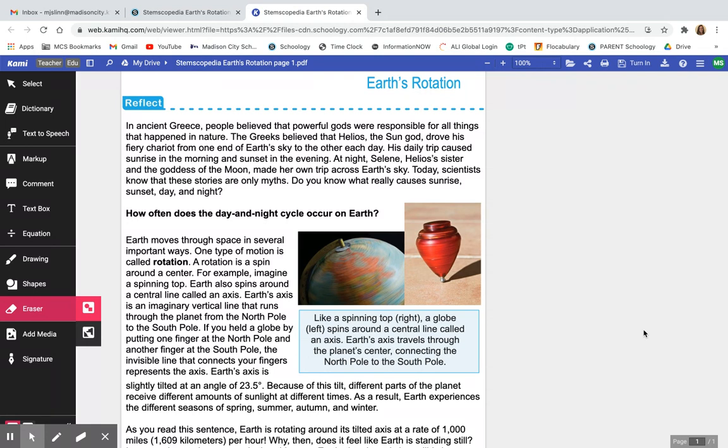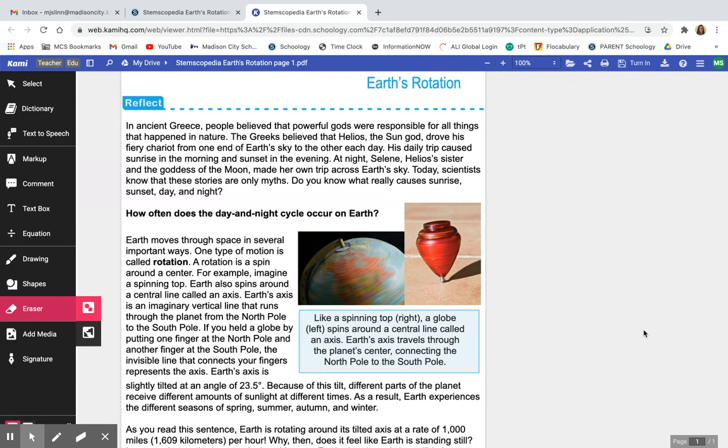Earth's rotation. Reflect. In ancient Greece, people believed that powerful gods were responsible for all things that happened in nature. The Greeks believed that Helios, the sun god, drove his fiery chariot from one end of Earth's sky to the other each day. His daily trip caused sunrise in the morning and sunset in the evening. At night, Selene, Helios's sister and the goddess of the moon, made her own trip across Earth's sky. Today, scientists know that these stories are only myths. Do you know what really causes sunrise, sunset, day, and night?